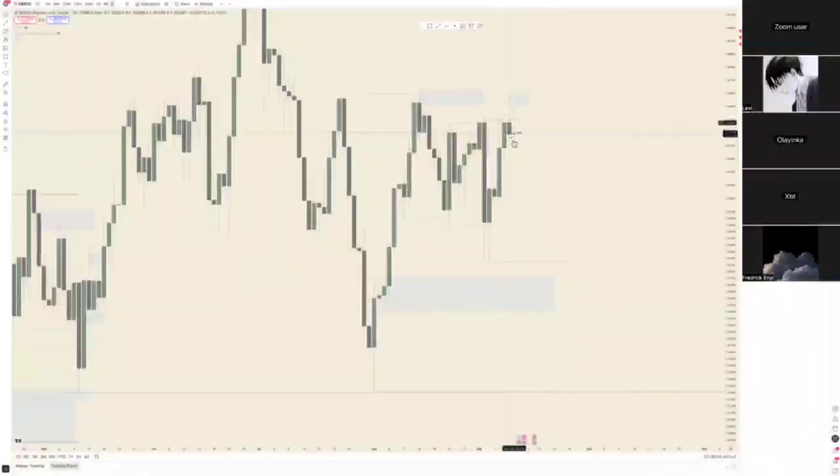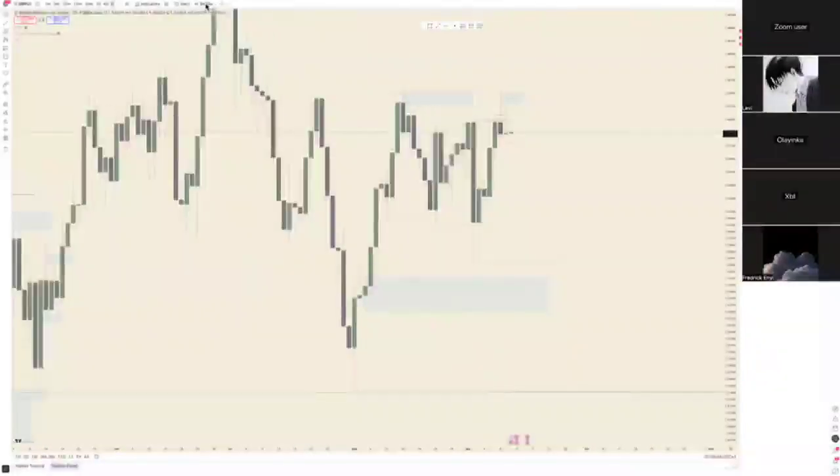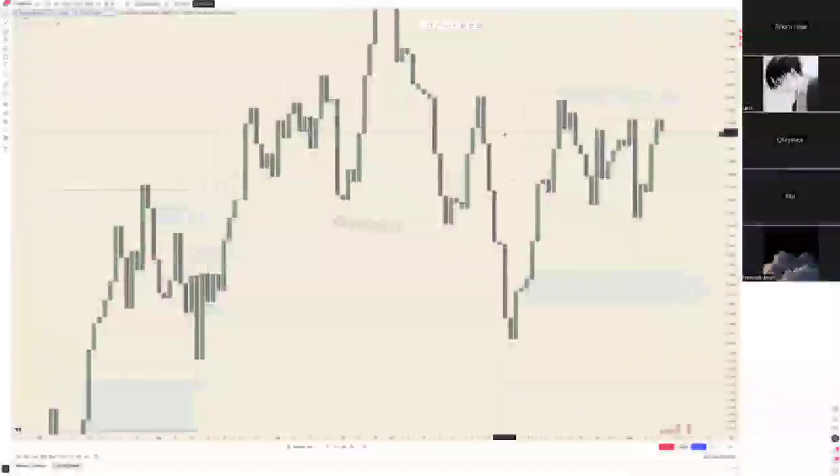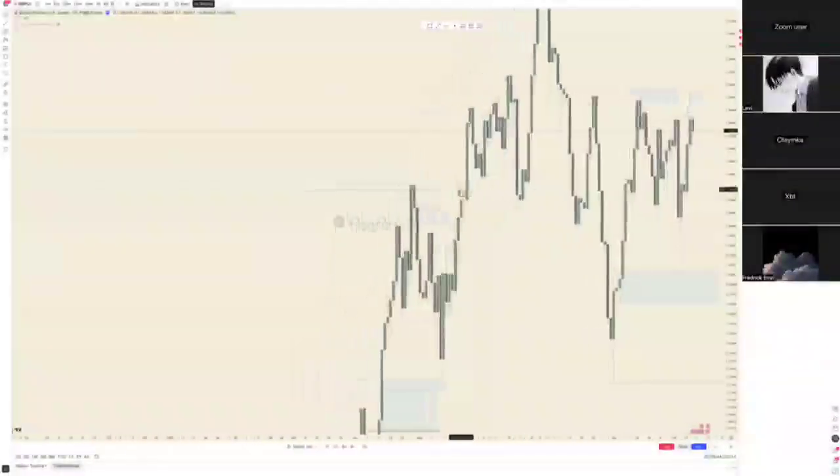Now, it rejected, and this is what it looked like. It closed out somewhere around here, right? Now, my idea for my next trade will be sales, but not just any sales.